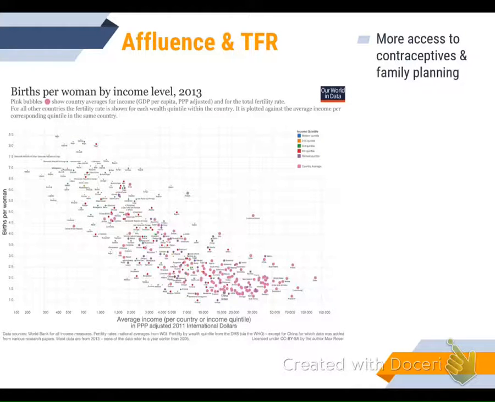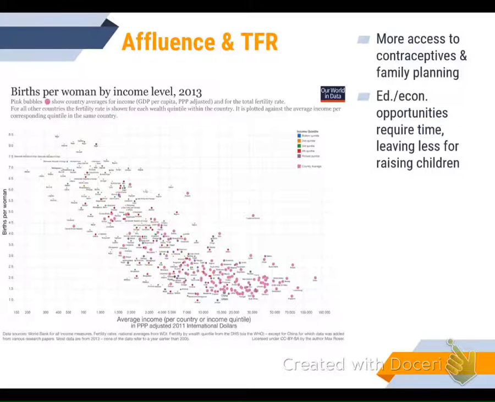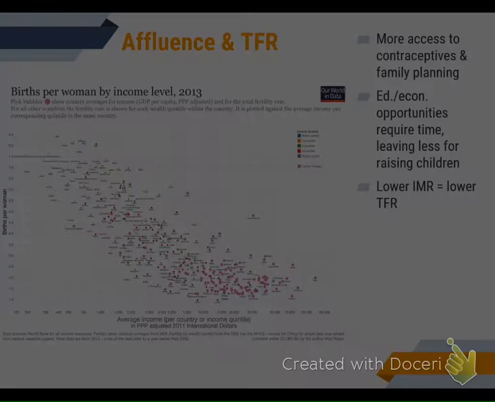So there's more access to contraceptives and family planning. The educational opportunities for the females in particular are available. The economic opportunities are available. They require time, which means less time for raising the kids. The lower the infant mortality rate, the lower the total fertility rate. In other words, if you're able to take care of the kids because you have enough food, you have enough money, you're going to have fewer kids total.